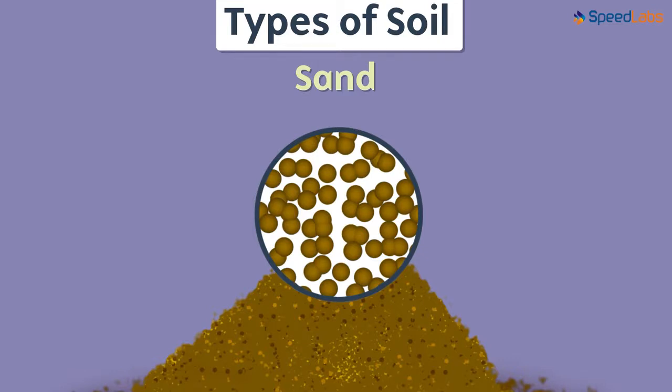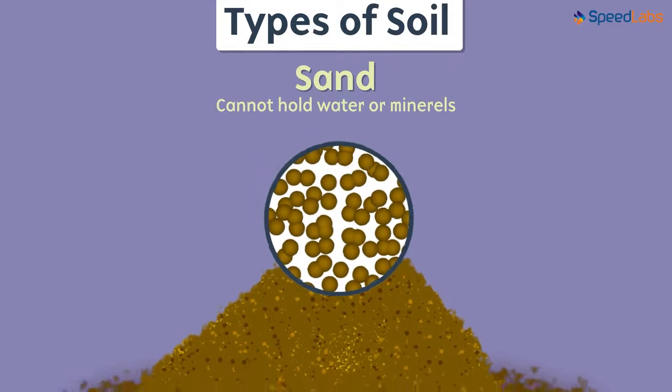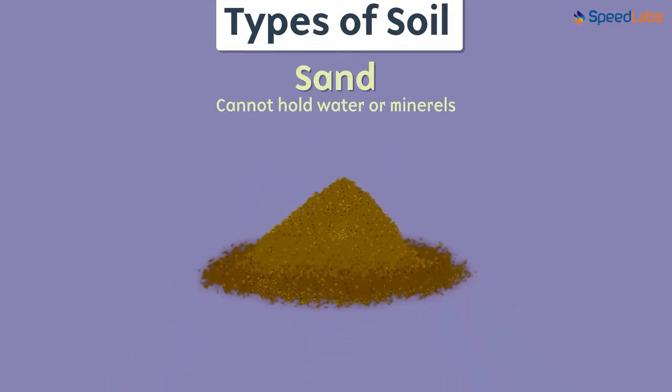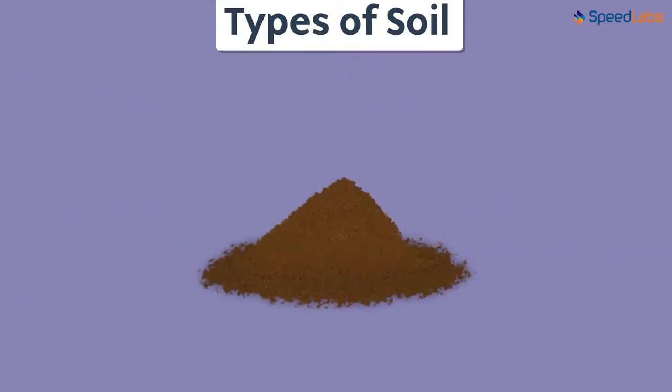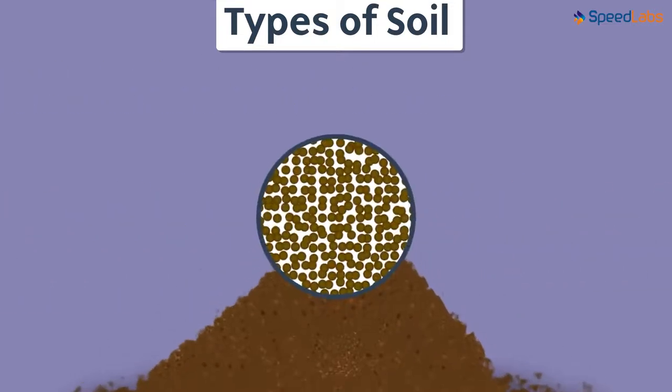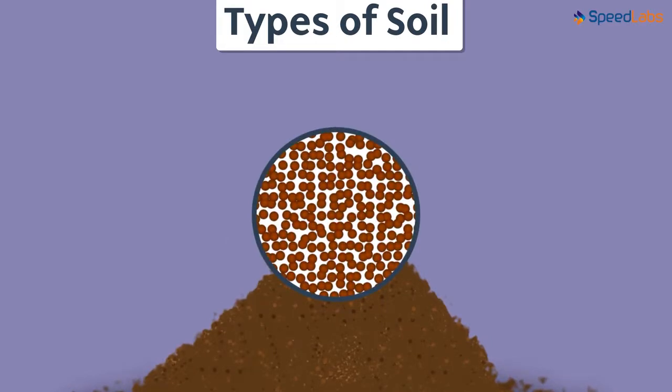The major reason for this is the size of particles and the space between them. The particles are very large and have a lot of space between them. That is the reason why sand cannot hold water or even minerals. Needless to say, this type of soil is unfit for growth of plants. Next in the list is this soil sample. Do you notice that the particles are too small and not at all like the sand particles? This soil type is called silt.